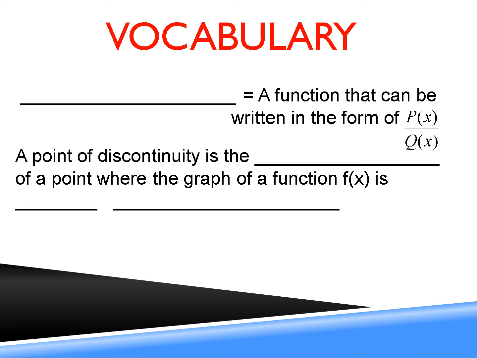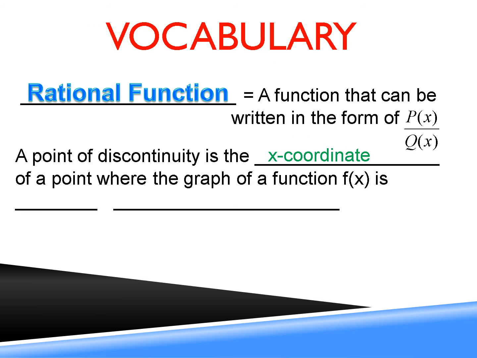Before we begin, let's revisit some vocabulary that we're going to need to be successful in this lesson. The first blank is a function that can be written in the form of p of x over q of x. We remember from our 6.2 notes that that is a rational function. Basically, a rational function is a function in which you have a polynomial in the numerator and a polynomial in the denominator. The next one says that a point of discontinuity is the x-coordinate of a point where the graph of a function is not continuous.